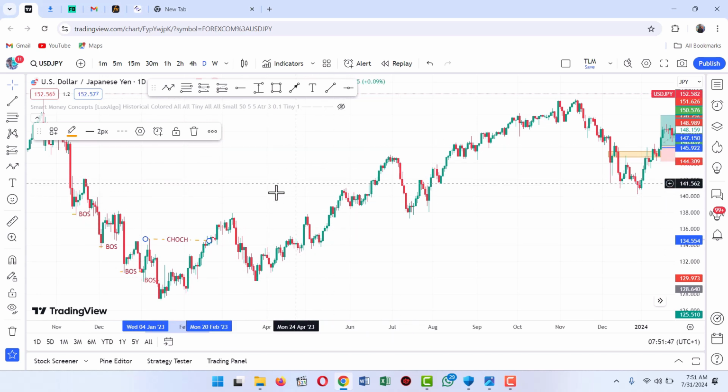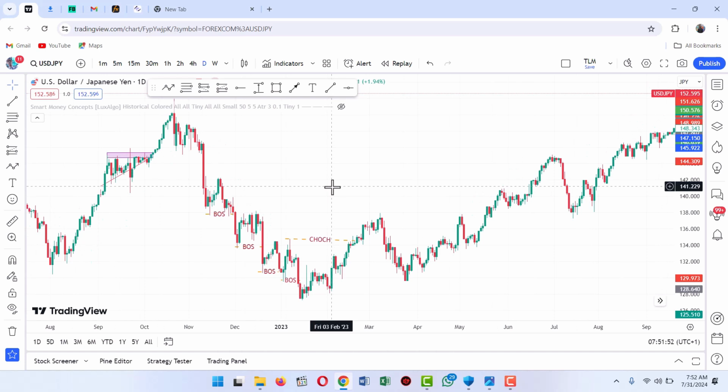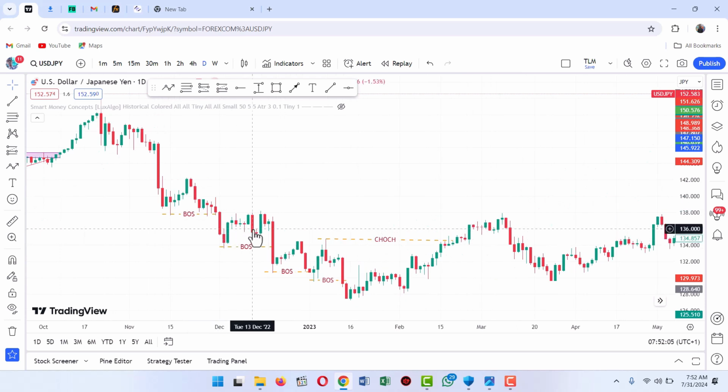Now, let me just say one last thing before I end this video. You can clearly see that for you to be able to establish a valid pullback, at least it must be three candles consecutively closing above each other in the case of a downtrend. Look at this. Not everything you can call a valid pullback. I can't consider this as a valid pullback here.